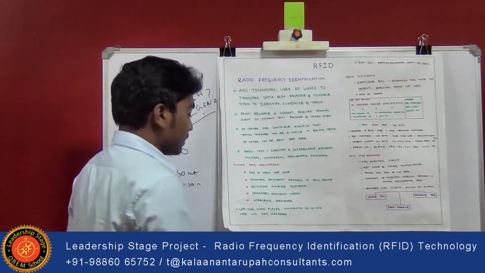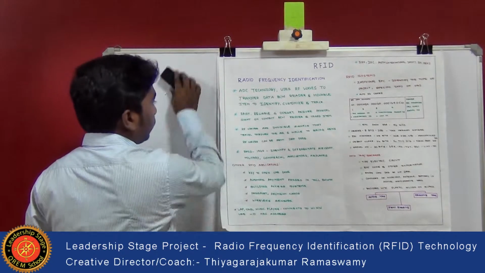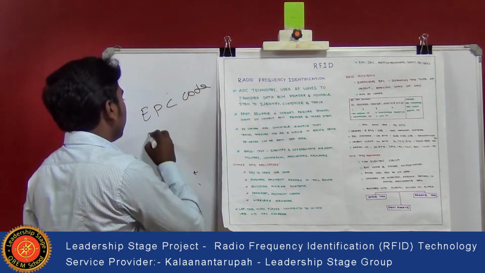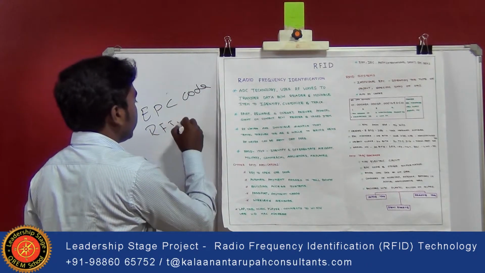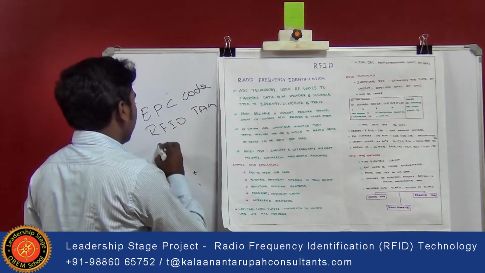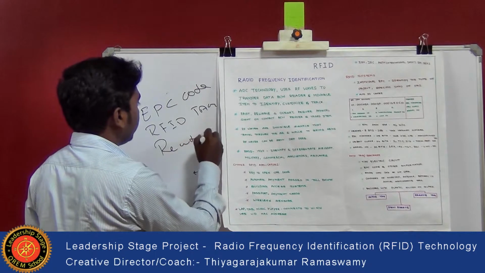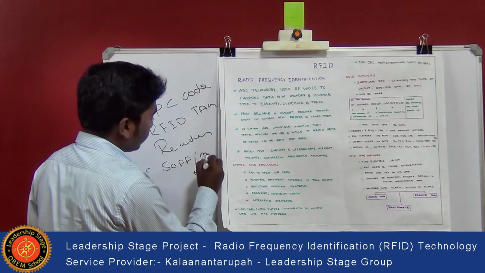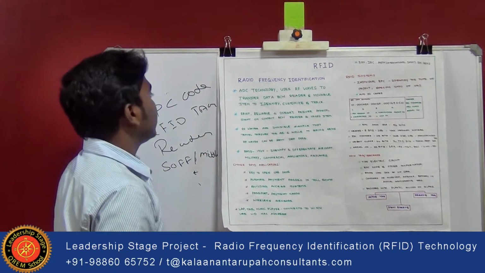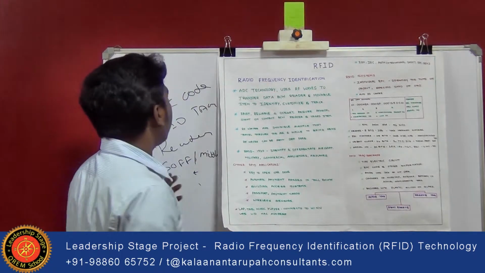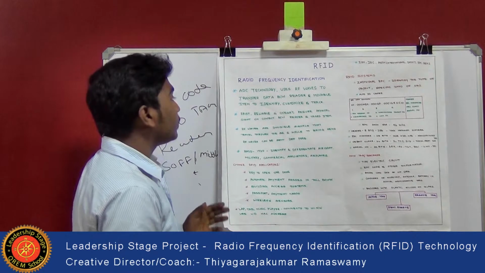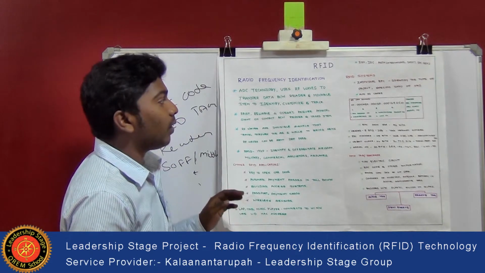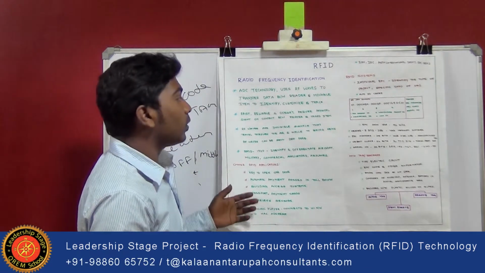The RFID system consists of the EPC code, RFID tag, reader, and software or middleware. First, the EPC code, that is, the electronic product code. It is used to identify an object, and not only the object. It is used to identify the object and also the information about the object.